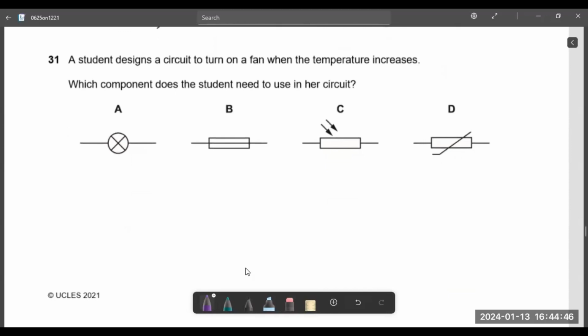A student designs a circuit to turn on a fan when the temperature increases. Which component does the student need to use in her circuit? Depending on the temperature sensor, that is thermistor, she needs to use a thermistor. So this is the symbol for thermistor. She needs to use this one. This is LDR, fuse and lamp. She needs to use a thermistor.